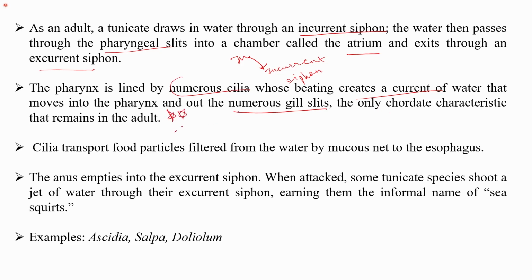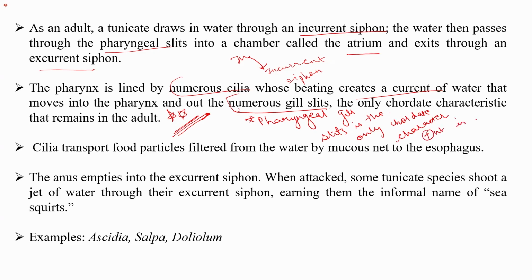So the pharyngeal gill slits is the only chordate character that remains in the adult. Rest, there is a resorption of the tail and notochord, and there is a degeneration of the nervous system. But the pharyngeal gill slits is the only chordate character present in the adults.